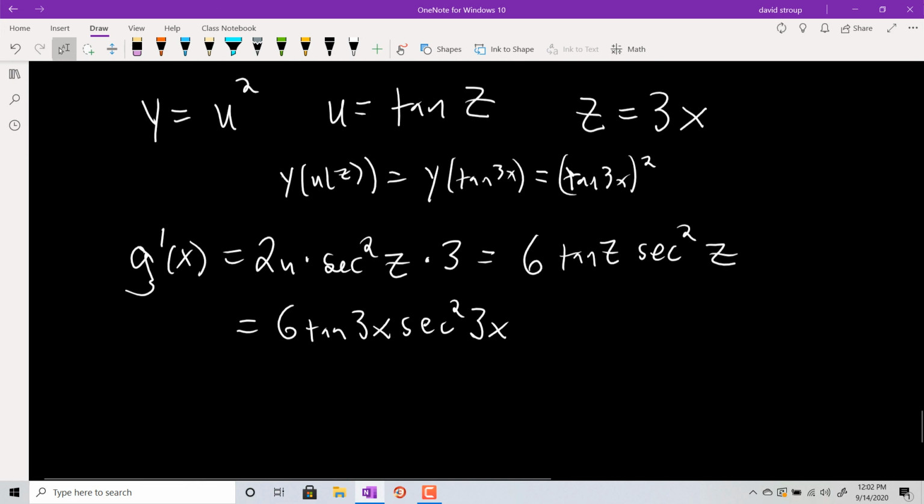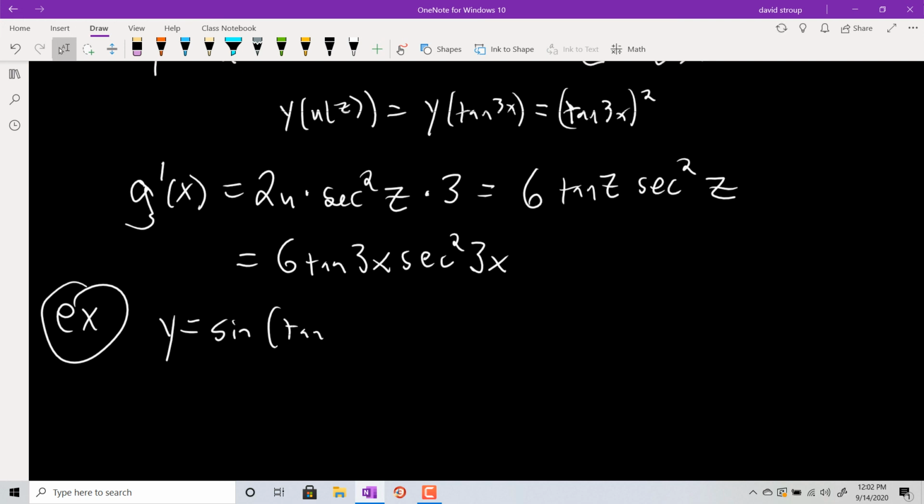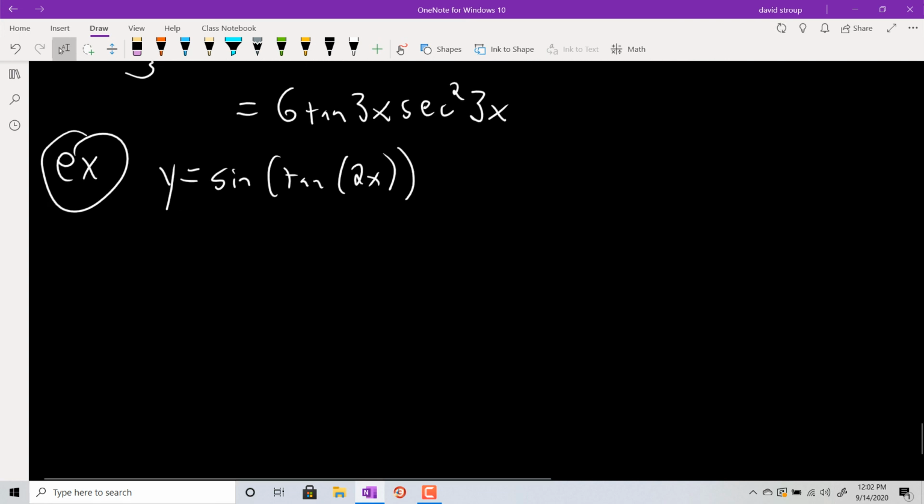Okay. Let's do another one on that level with these three parts in it. So example, y equals sine of tan of 2x. Okay. So in this example, the outer part is sine of something, and then the something is tan of something. And then finally that something is 2x.